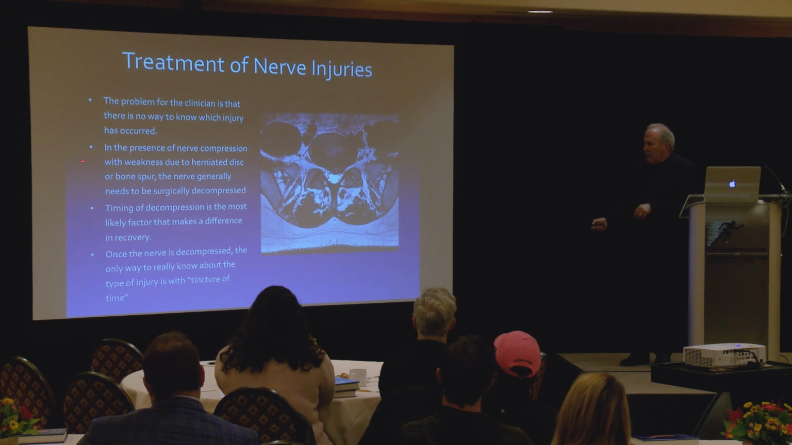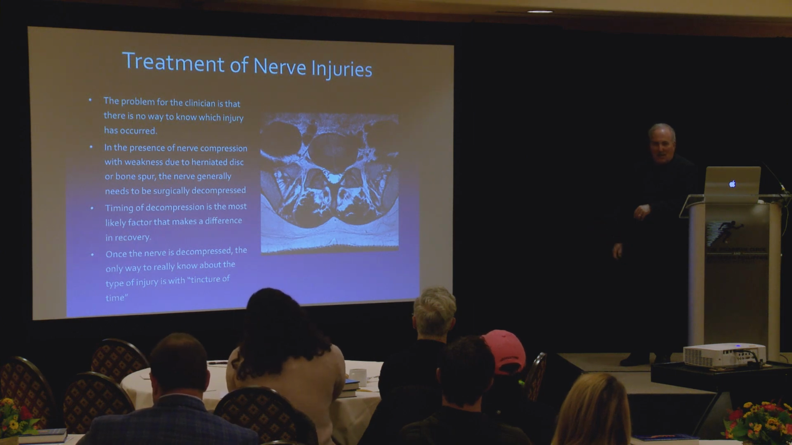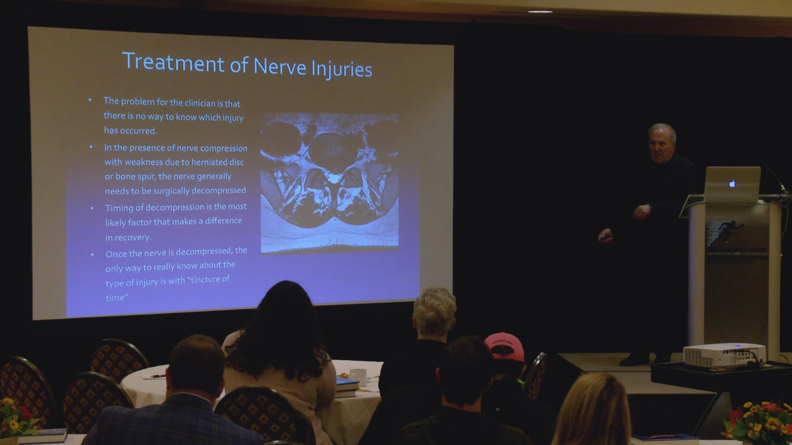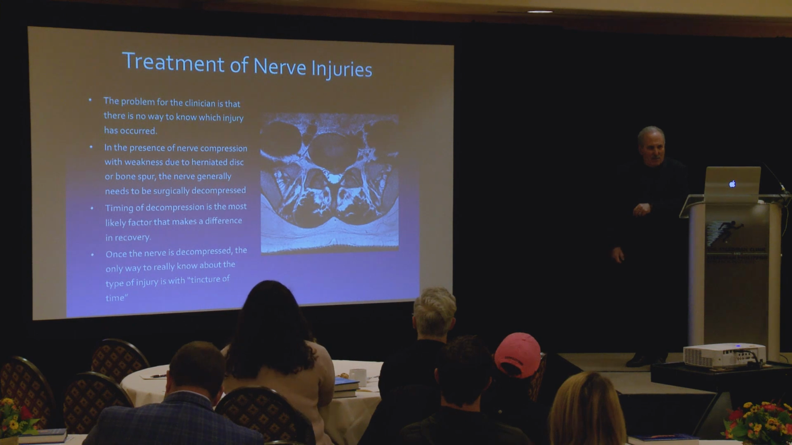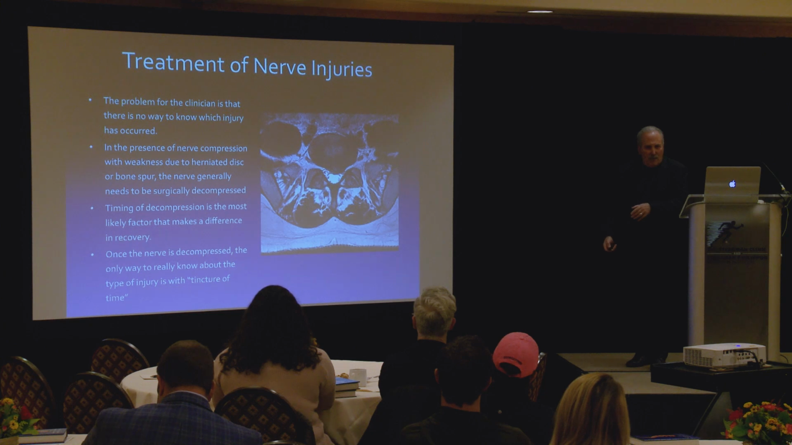In the presence of nerve compression with weakness due to a herniated disc or bone spur, the nerve generally needs to be surgically decompressed. So if somebody comes in with miserably red-hot leg pain, but they don't have a motor strength deficit, we'll treat them with epidurals and physical therapy unless they're absolutely miserable. But if they come in with only mild or moderate leg pain, but they have a motor strength deficit, we're going to fix them, because we don't know how that nerve is going to recover.